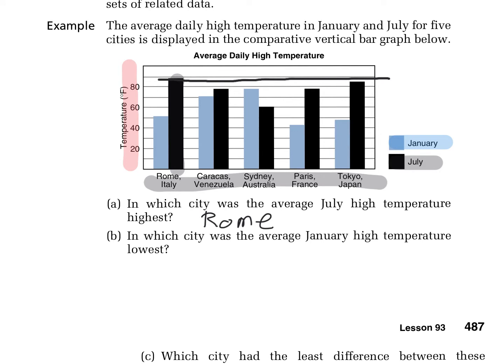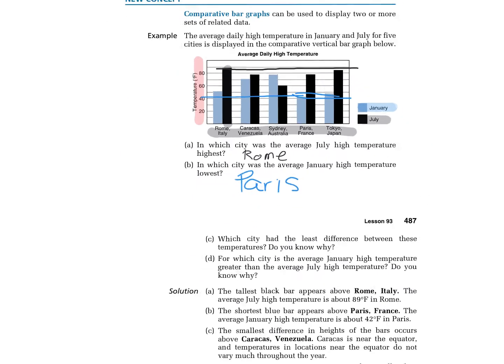B says, in which city was the average January high the lowest? So we're looking at the smallest. It looks like Paris, France. So I'm going to say Paris, because the blue, we're looking for the smallest, and that one would be the smallest.